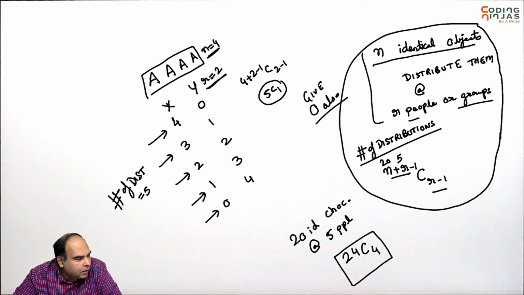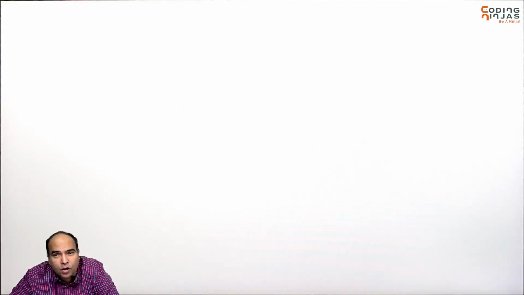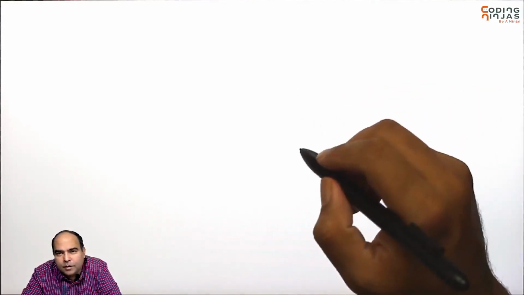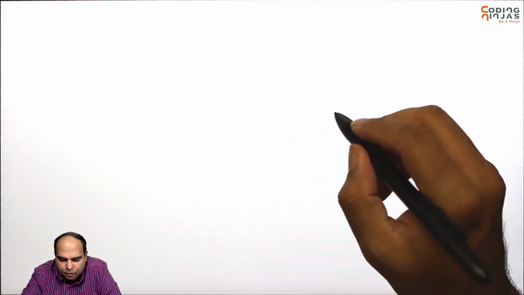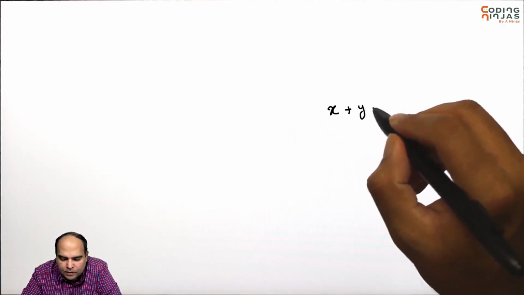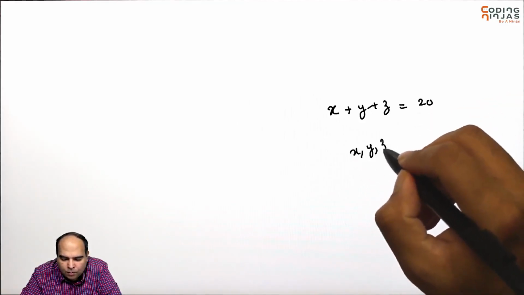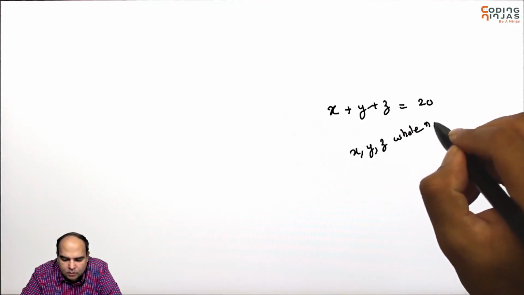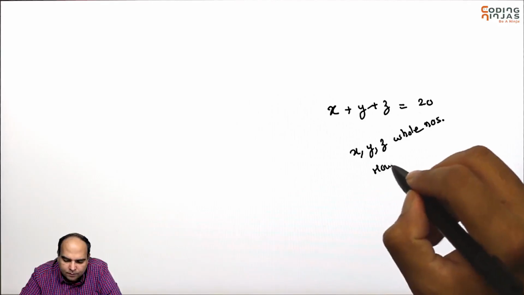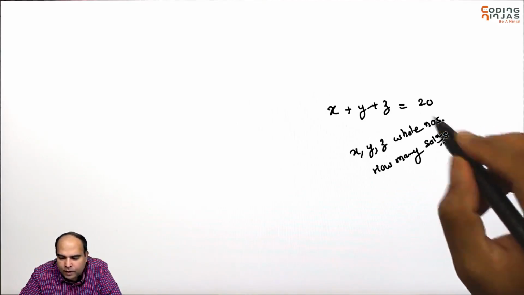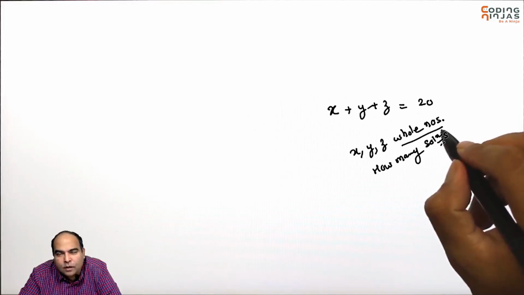So this is an interesting question, and it gets even more interesting if you talk about the next aspect of this, and that is if 0 is not allowed. How do you handle that? But before that, let's say this question can come in a variety of avatars, and one of them could be that if I tell you that x plus y plus z is equal to 20 and x, y, z are whole numbers, then how many solutions does x plus y plus z equals 20 have? The condition is x, y, z are whole numbers.